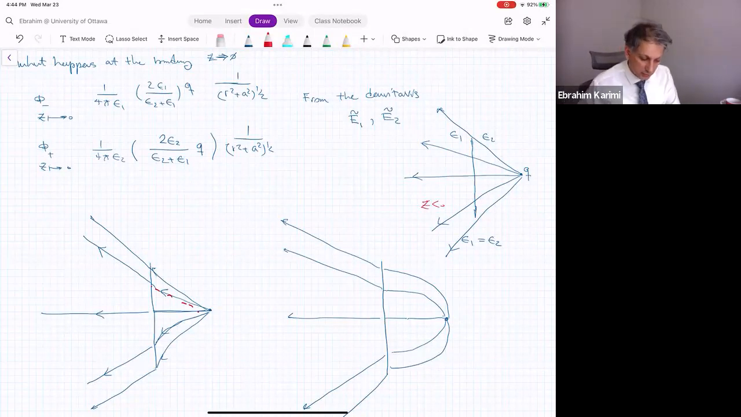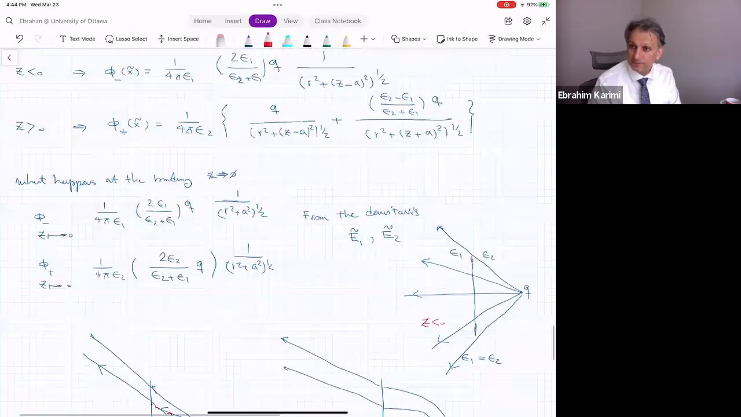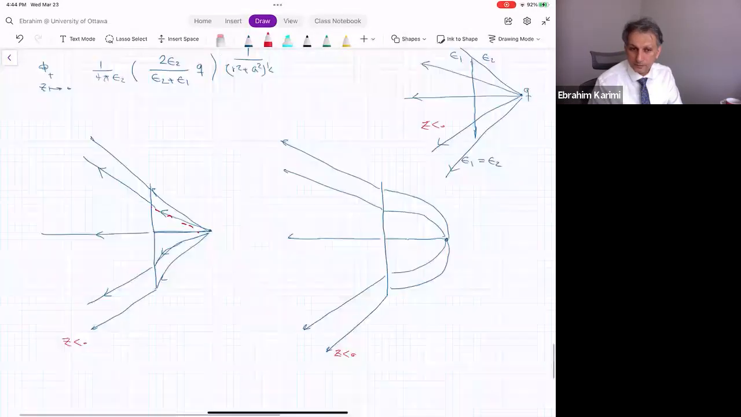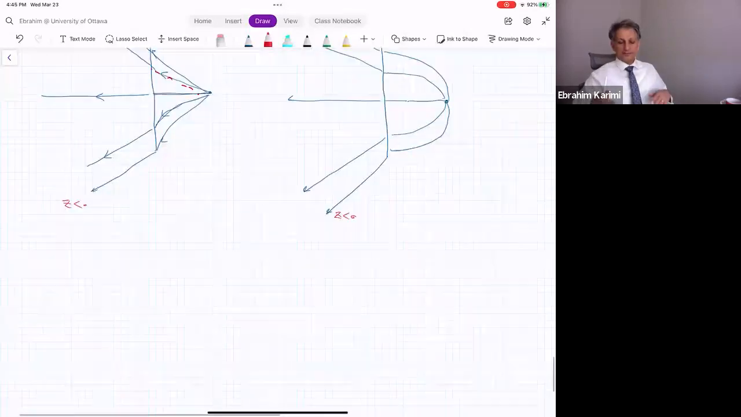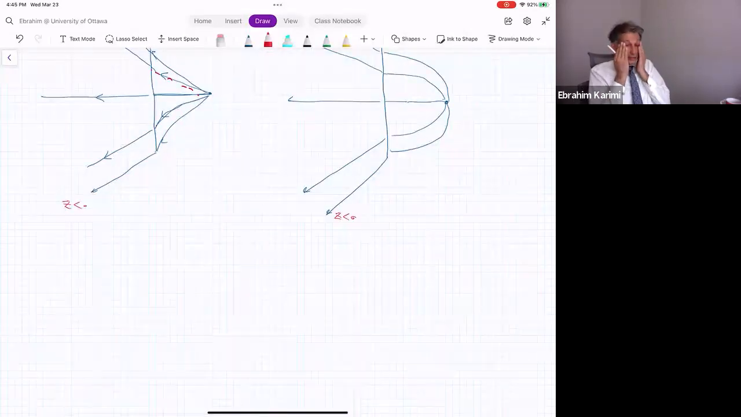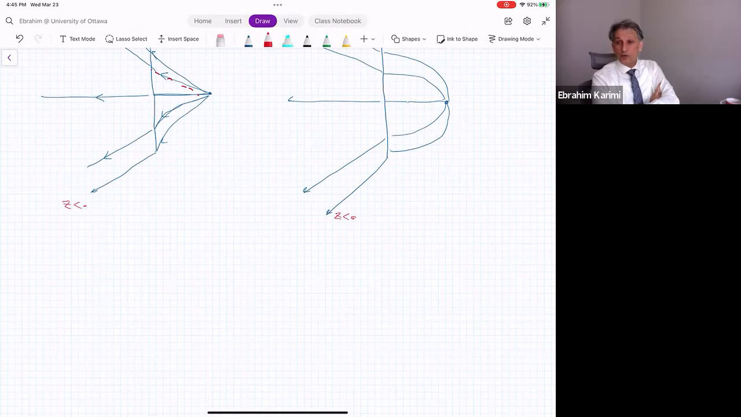Any points, any concerns, guys? No? I will ask you a puzzle. Definitely at the boundary, there will be a polarization appearing. What is the charge density there due to the polarization?